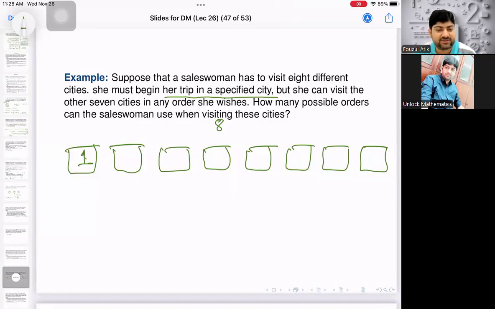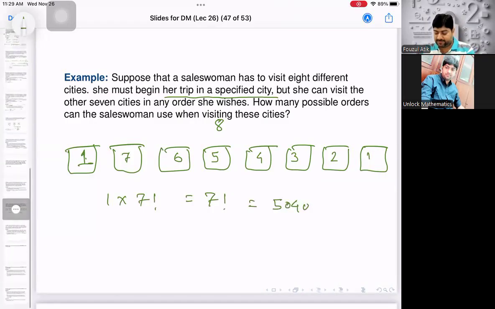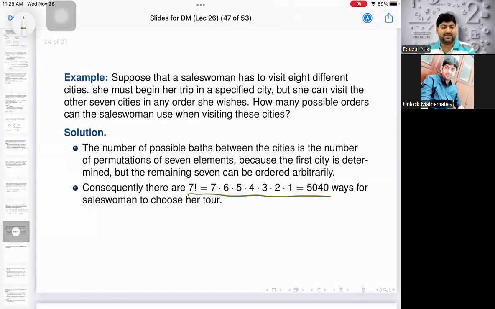So for the second one, how many choices does she have? 7 choices. Once the first and second are done, third one, how many choices? 6. Then it is 5, 4, 3, 2, and 1. By the product rule, how many ways can she do it? It is 1 into 7 into 6 into 5 into 4 into 3 into 2 into 1, which is 7 factorial. Basically, it is 7 factorial ways she can visit the cities. Clear? So this value is actually 5040. So she can visit in this many ways. Right? I hope you understand.